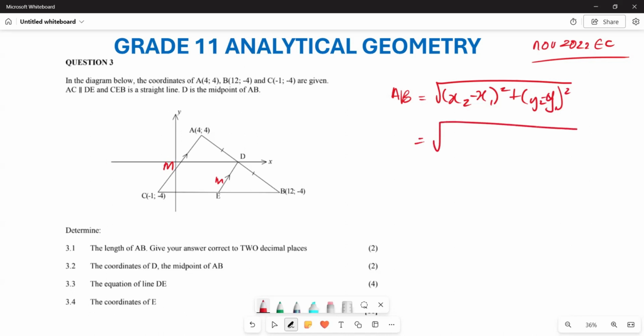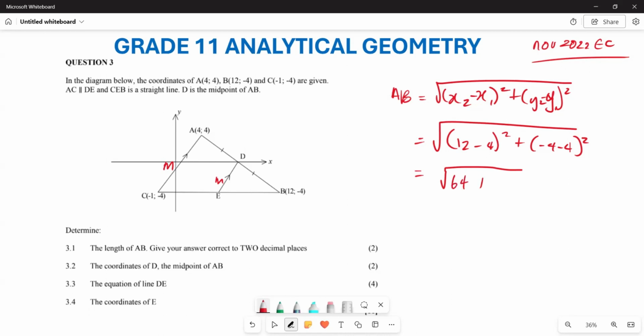Now, what is going to be your x2 in this case, right? You can take your 12. You say 12 subtract 4 squared plus negative 4 minus 4 all squared. Then what is going to be this? Remember, when you say 12 subtract 4, it's going to give you 8, and 8 squared is 64, right?